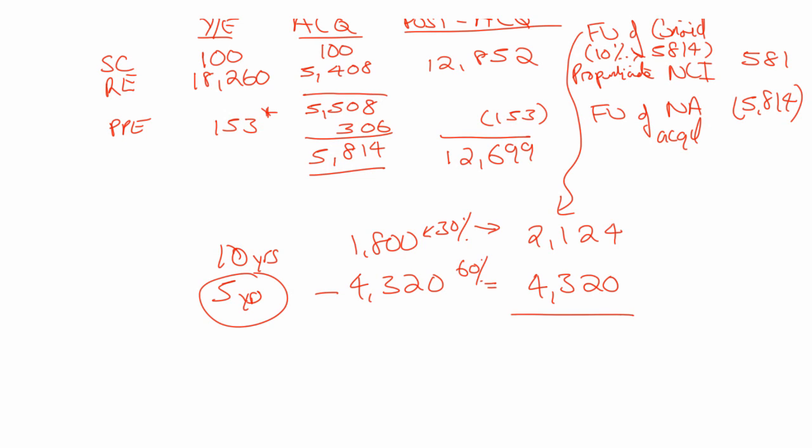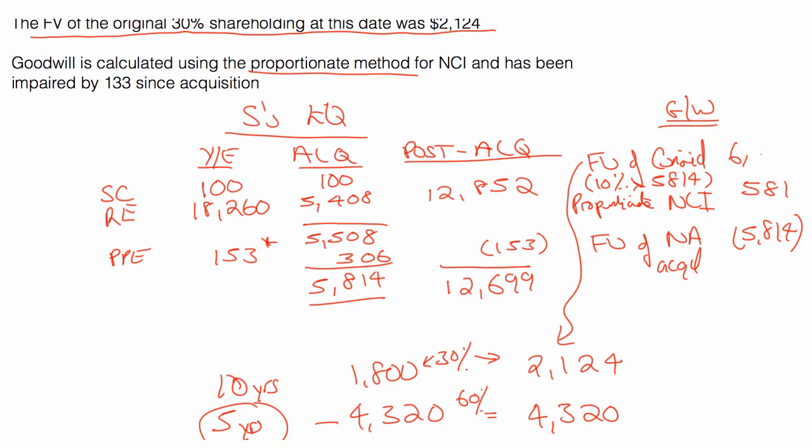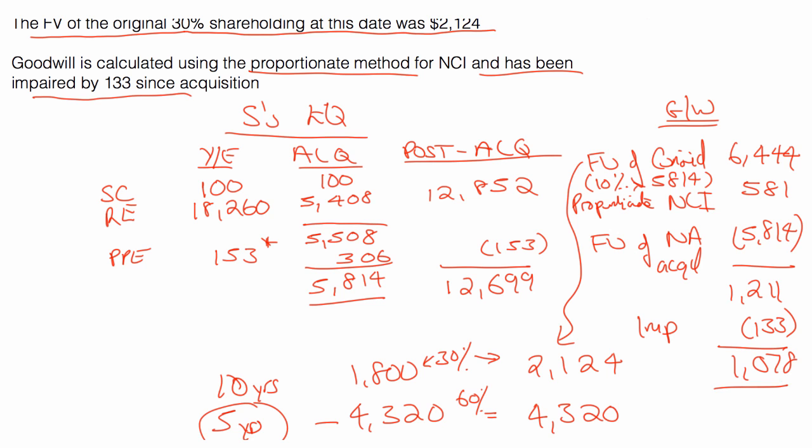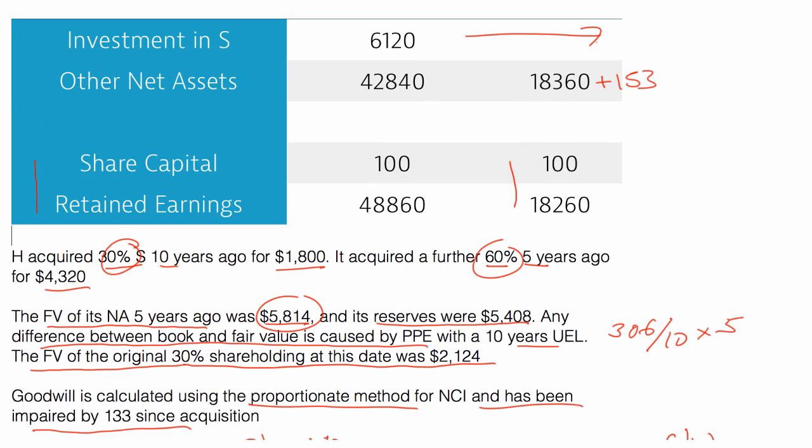So I need to just add those two together, which gives me 6444. So let me put on 6444. Add it all down, and that will give me goodwill of 1211. I now want to check if there's been any impairment yet, and it says it has been impaired by 133. So I take off 133 and I just add it down, and I get to about 1078. So goodwill is 1078. So turn that into goodwill of 1078. So far, so good. Keep on going then.